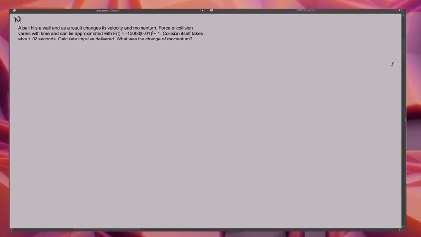So this is problem 10. It's a little different, but not too much different. A ball hits a wall and as a result changes its velocity and momentum. The force of collision is given, so let's restate this here. The force of collision is given as F = -10,000(t - 0.01)² + 1. The collision itself takes a time interval Δt of 0.02 seconds.